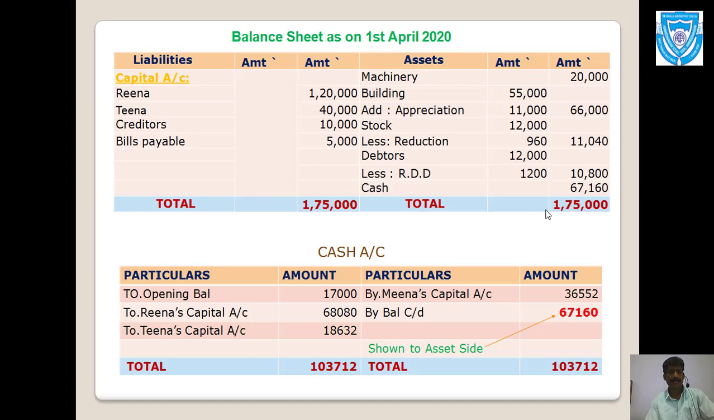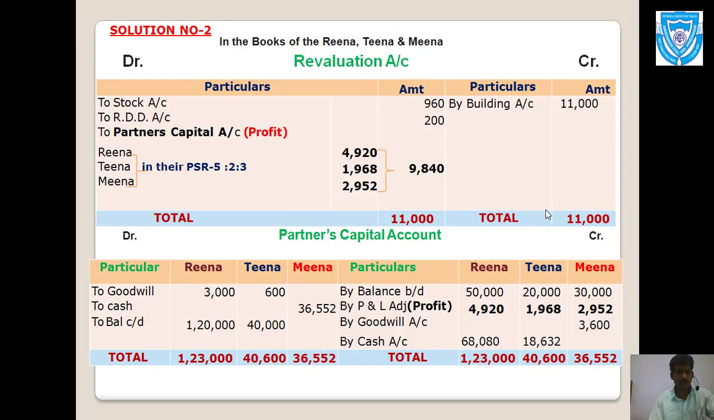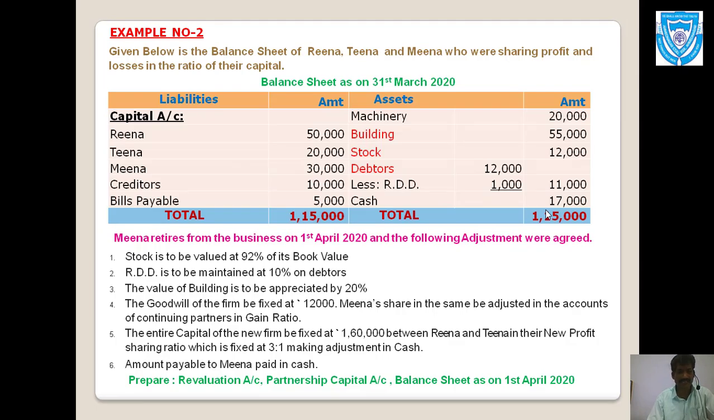You can see in capital accounts, balance carried down. That means the closing balances of capital accounts of Rina and Tina must be rupees 1,60,000, and for Rina it must be 1,20,000 and Tina 40,000. So you can see balance carried down, 1,20,000 Rina and Tina 40,000. So next, let us see the next adjustment.